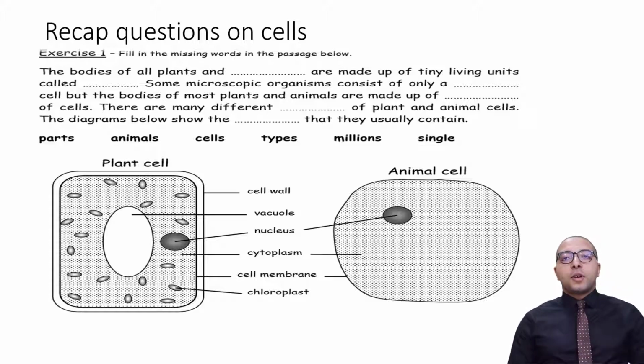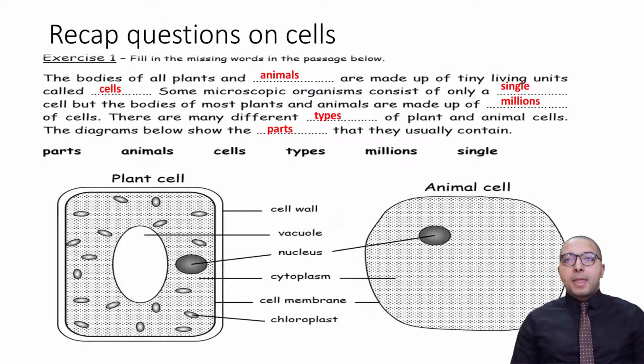Okay guys, time is over. Let's check the answers. The bodies of all plants and animals are made up of tiny living units called cells, exactly. Some microscopic animals consist of only a single cell, but the bodies of most plants and animals are made up of millions of cells, correct?